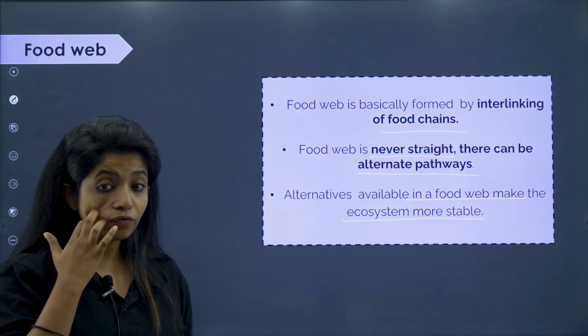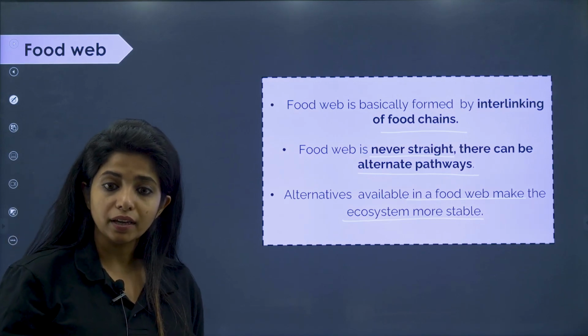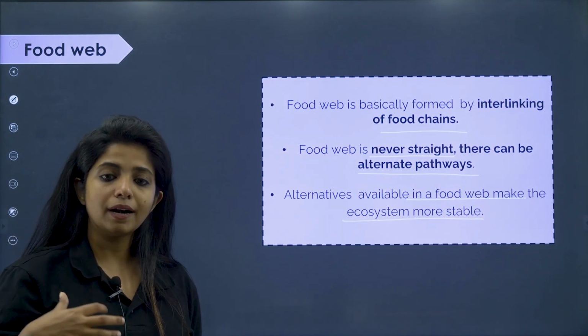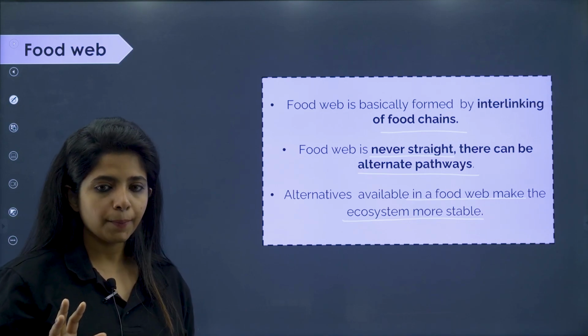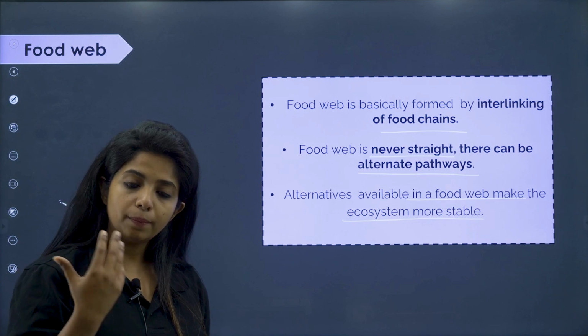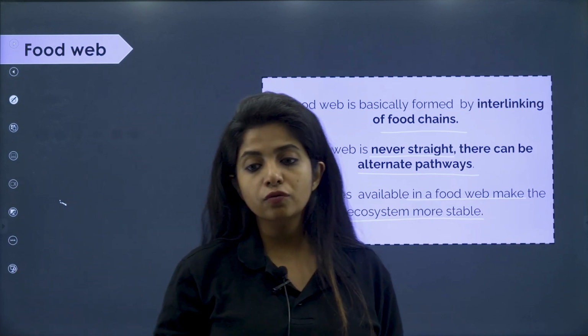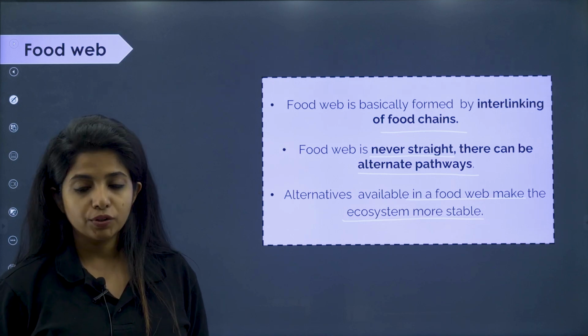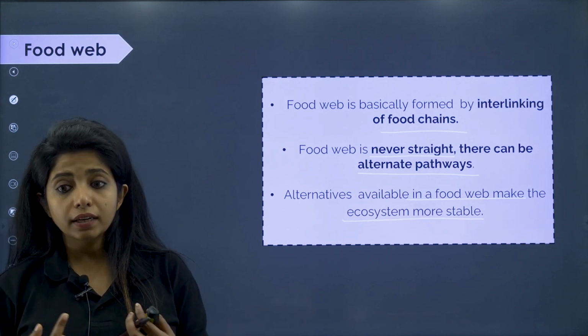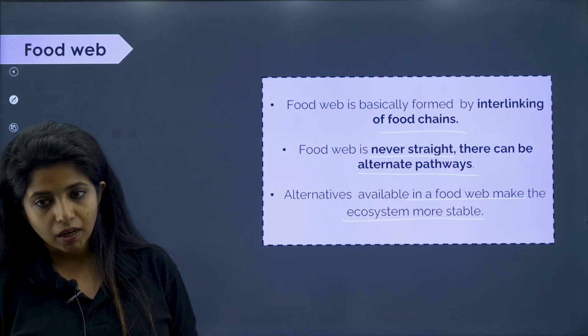Fine. And also, if there is only one food chain, organisms will be dying. For example, a plant is there and the plant is being eaten by the rabbit only. The rabbit is eating only plants, nothing else. Suppose the plant is not there now. The rabbit population will decline, and the other organisms which are dependent on the rabbits will also die. So that is also a problem, which is why we say we need a food web to make things more stable. And a food web is never straight.